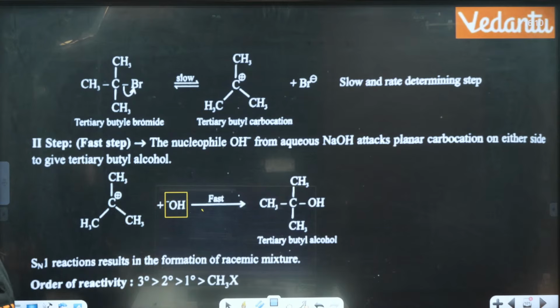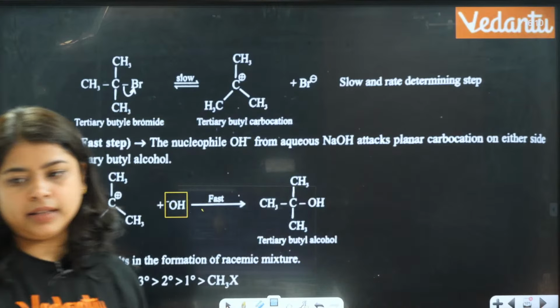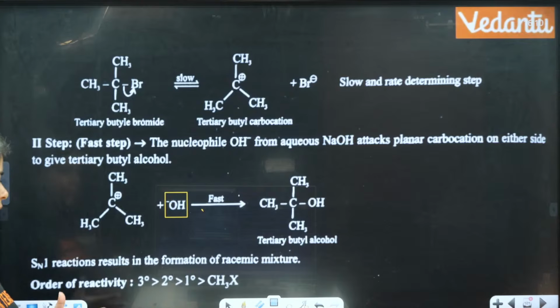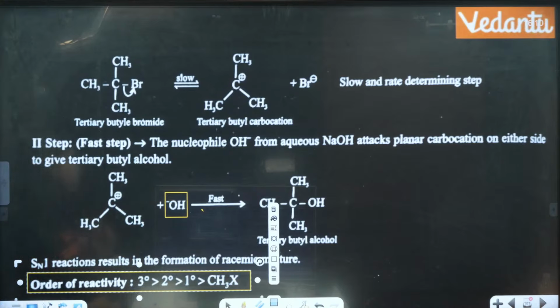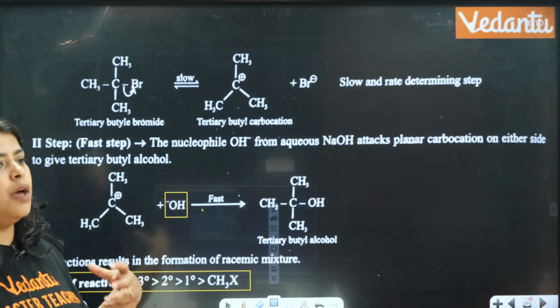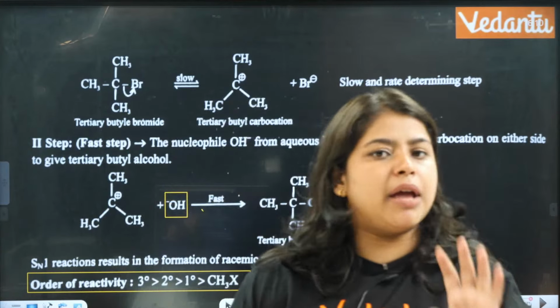Are you all understanding? Yes, no? Something you should tell, then only I will be clarified. Okay, what is the order of reactivity? So always remember, in SN1 reaction first the tertiary will be there, means compound formation always happens from tertiary, then from secondary, then from primary.